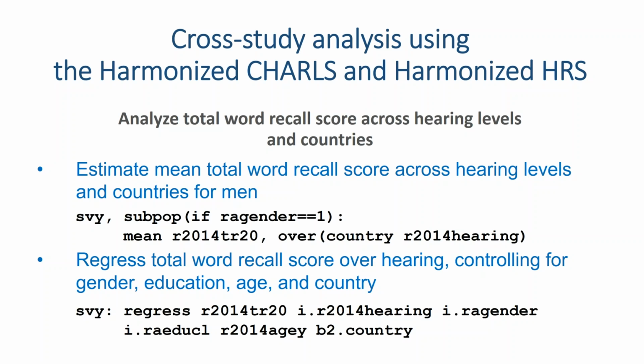The i. in front of hearing, RA gender, and RA EDUCL create dummy variables for the different values of these categorical variables, using the lowest value as the base. R 2014 age Y is a continuous variable, so it doesn't need a prefix. For country, I can use an i., but when you want to assign a certain base for the dummy variables, then you can say b and the value of the category that you want as the base. So by saying b2.country, I'm assigning the US as the base instead of China.